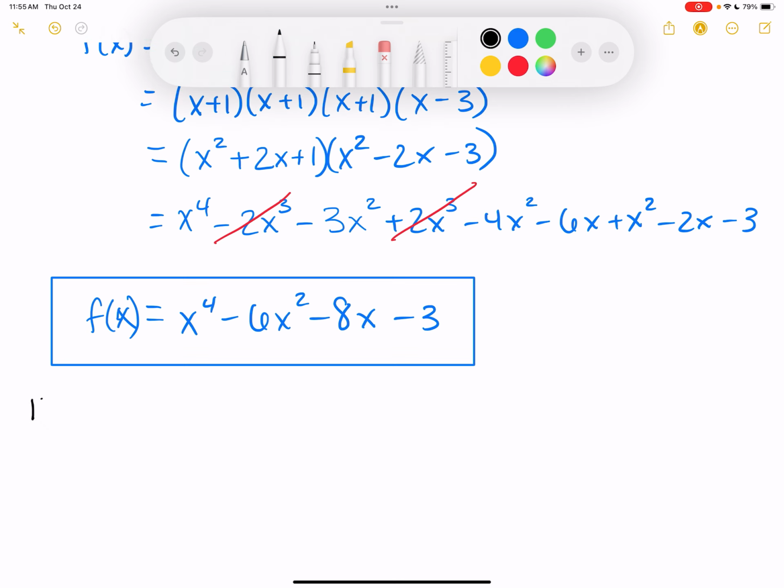Number 16, so same instructions, but I want to do this one just because it's a little different. I've got a zero at -1 with a multiplicity of 2. And then I've got -2 minus i with a multiplicity of 1.